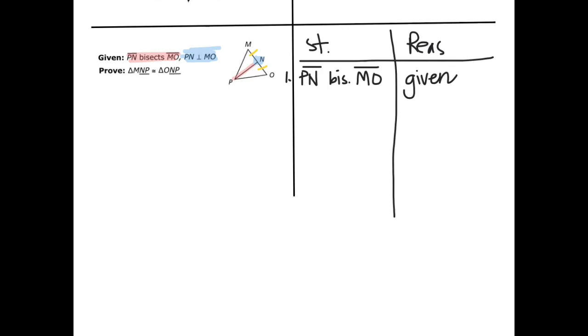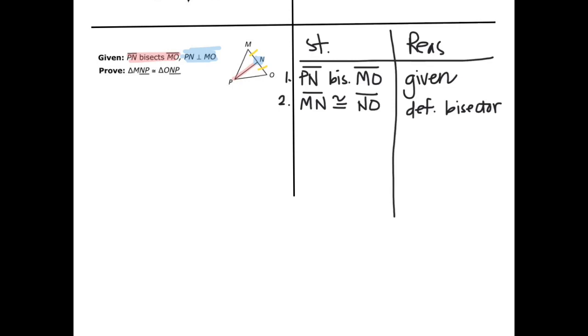Now, because of that, what I'm allowed to say is that segment MN is congruent to segment NO. And that is the definition of a bisector, one of the first things you learned. The definition of a segment bisector is that it divides it into two congruent pieces. So now, in the last two, we went side angle side in that order. So let's start talking about the angles.